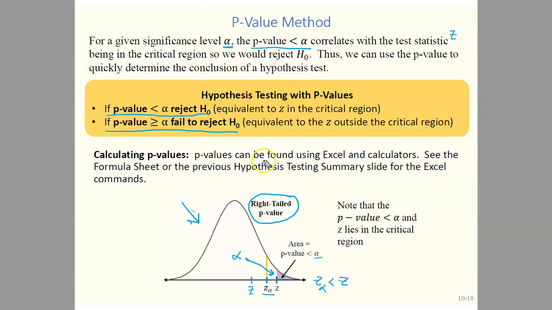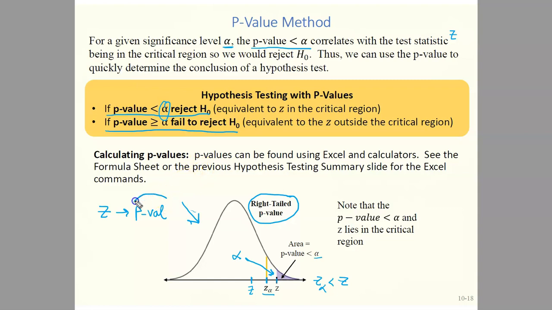So when you use the p-value method for hypothesis testing, you calculate your test statistic z, then you calculate from that your p-value, then you compare your p-value to alpha. If it's smaller than alpha, you reject the null hypothesis. If it's larger than alpha, you fail to reject the null hypothesis.